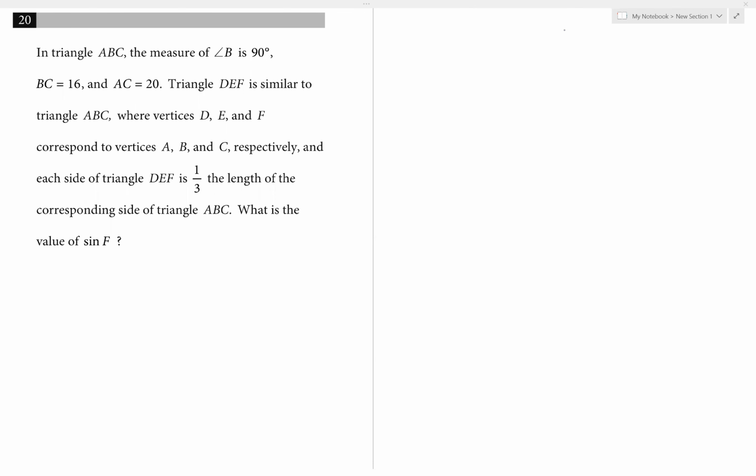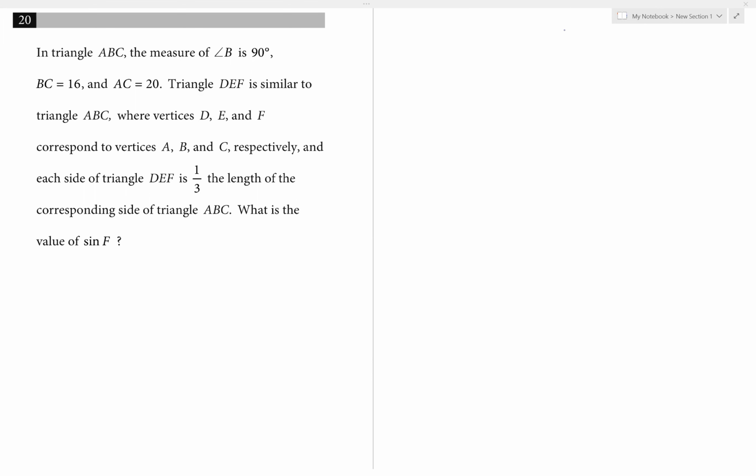All right, number 20. In triangle ABC, the measure of angle B is 90 degrees, BC equal to 16 and AC equal to 20. Triangle DEF is similar to triangle ABC, where vertices D, E, and F correspond to vertices A, B, and C, respectively. And each side of triangle DEF is 1/3 of the length of the corresponding side of triangle ABC. What is the value of sine F?